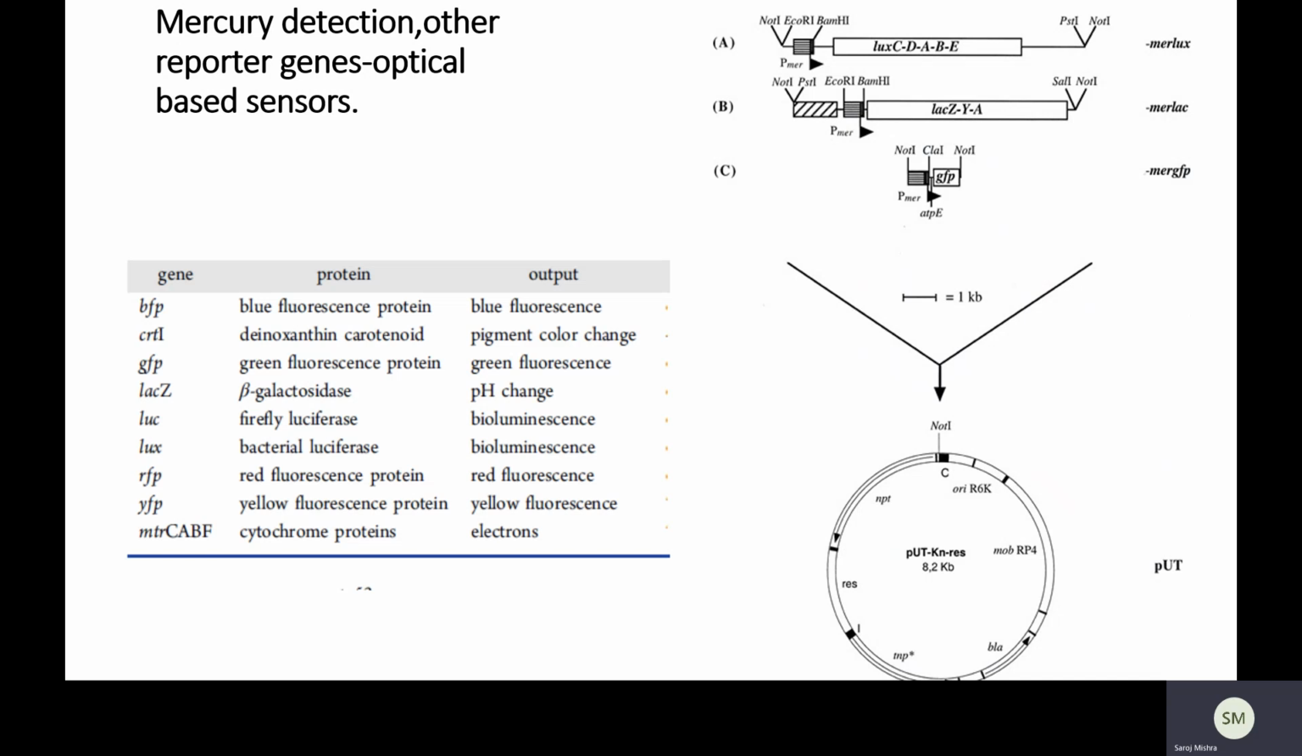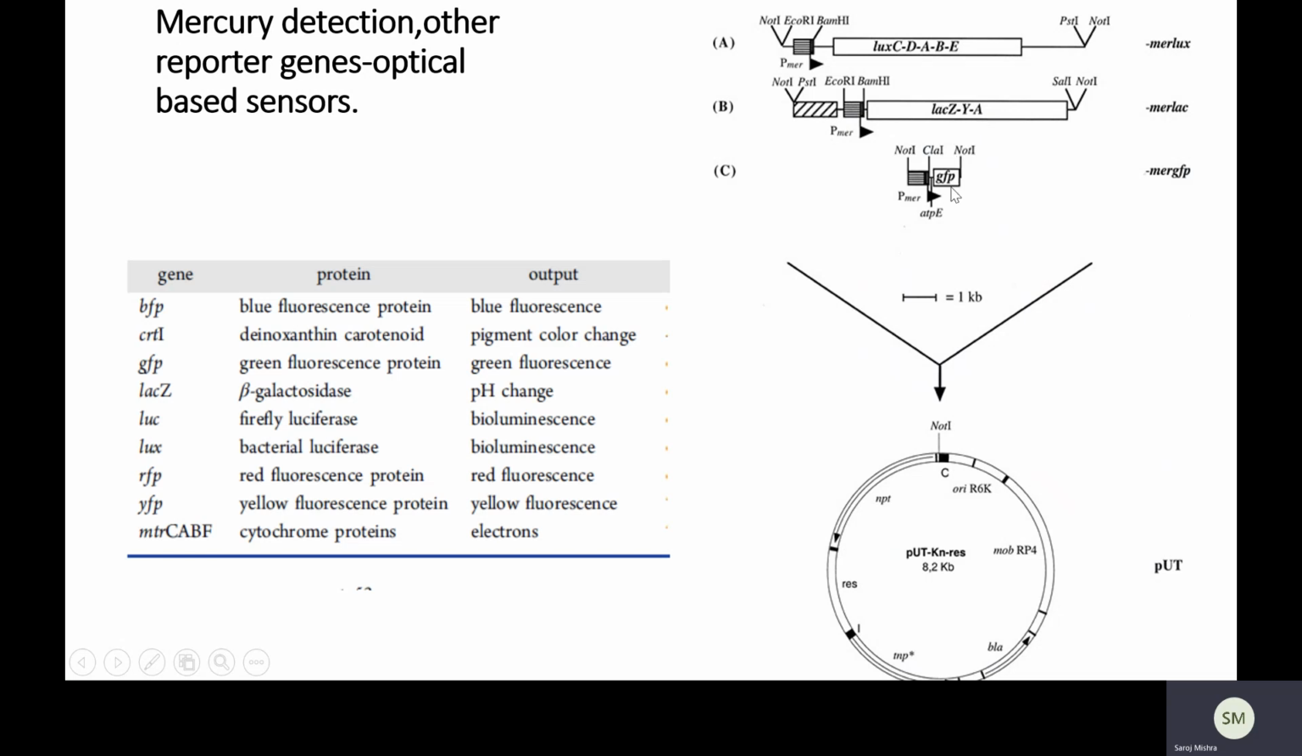Okay, so in other words, if the cells are showing you blue color, that means it is acting as a sensor. Presence of mercury is going to turn on the Lac operon, and beta-galactosidase is going to break down the substrate and give you blue color. That can serve. So all of these are therefore called reporter genes.